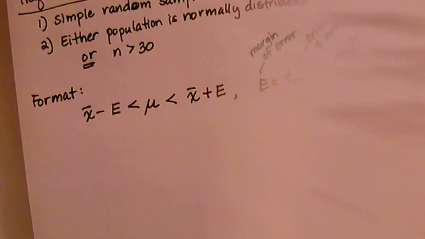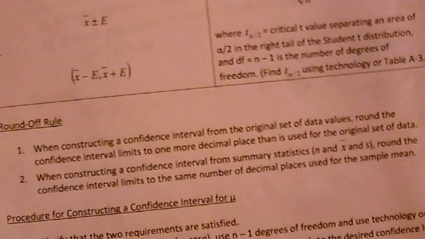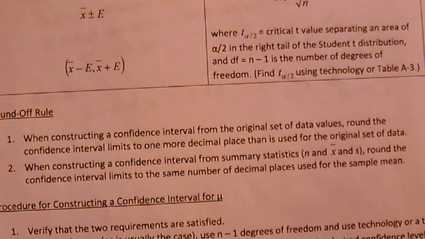All right, now for the round-off rule, and I'm going to put this set of notes here for the round-off rule. Now, when you're constructing a confidence interval from the original set of data values, you round the confidence interval limits to one more decimal place than is used in the original set of data. But mainly in this case, you'll be given summary statistics, usually n, x bar, and s. So in that situation, you'll round your confidence interval limits to the same number of decimal places used for the sample mean. In other words, if your sample mean is to one decimal place, you round your limits off to one decimal place.